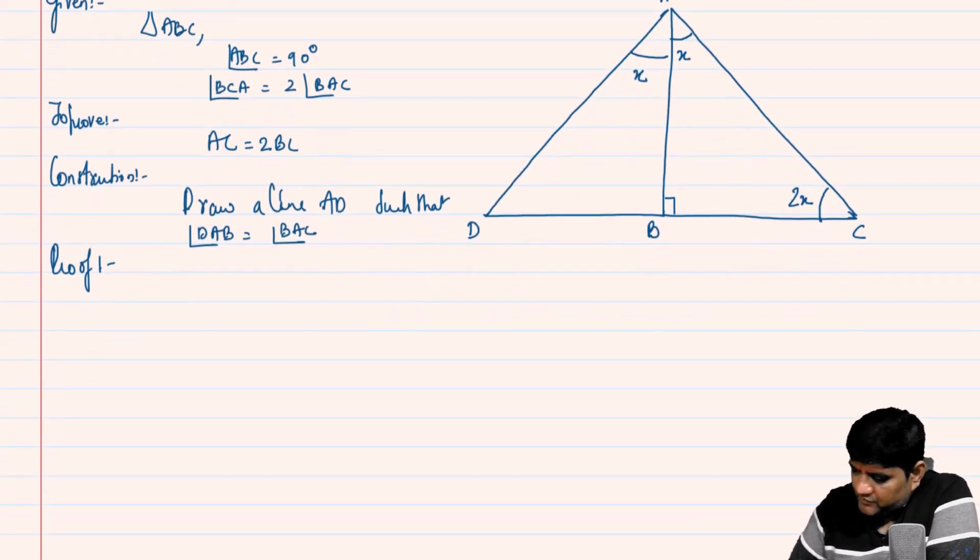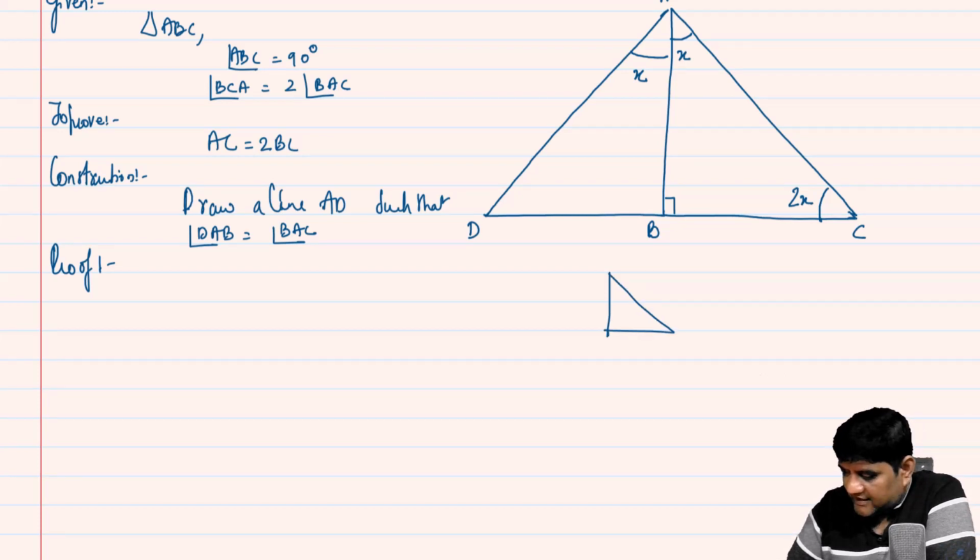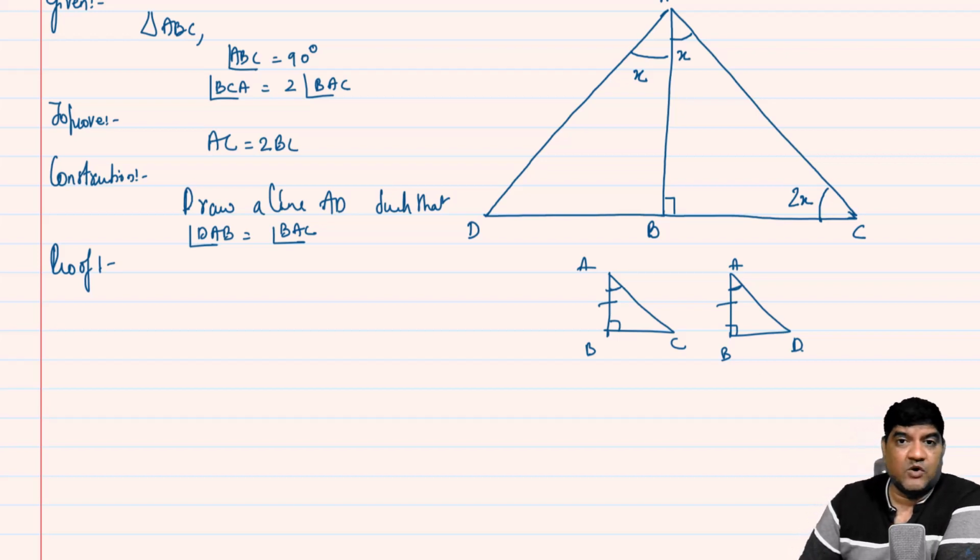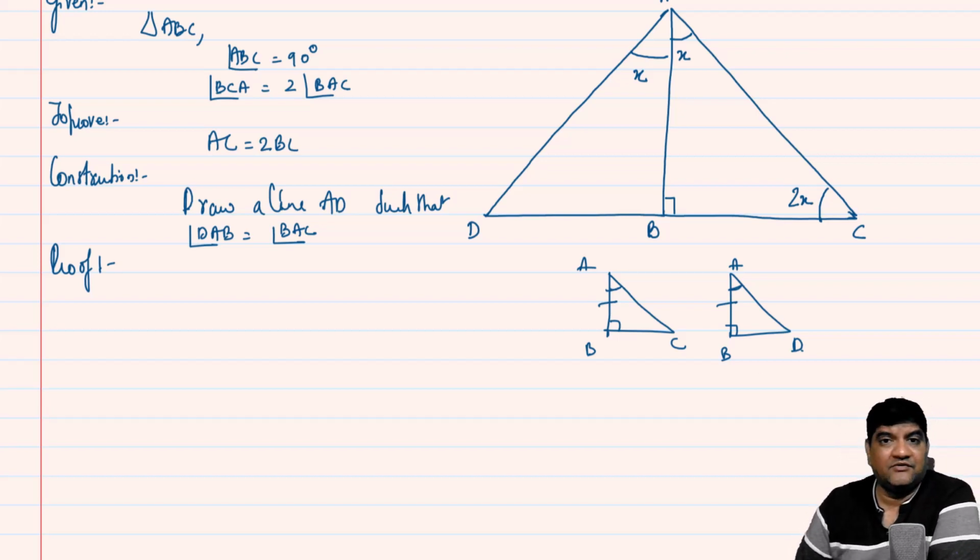So what I'm going to do is to consider the two triangles, which are ABC and ABD. One of the angles is 90 degrees, that I already know, and angle BAC, which is x, is also equal to angle BAD. This is due to construction, and AB is equal to AB, which is a common side, and that would mean that these two triangles are congruent using the criterion ASA.